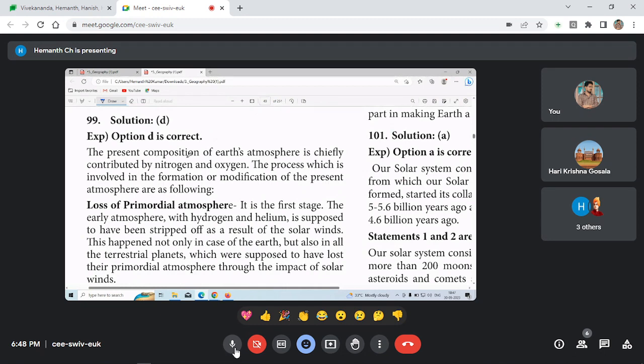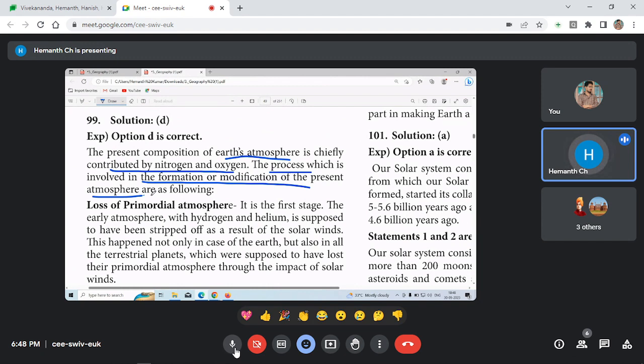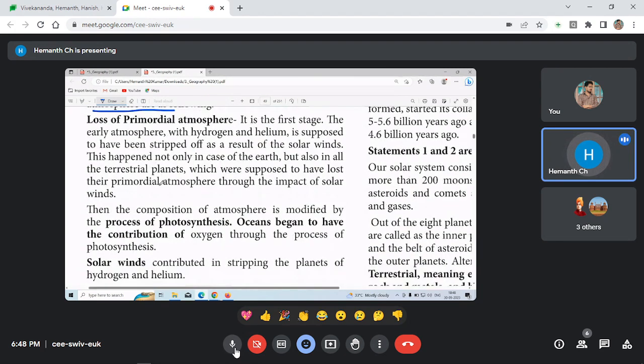The present composition of the Earth's atmosphere is chiefly composed of nitrogen and oxygen. The processes involved in the formation or modification of the present atmosphere are as follows. Loss of primordial atmosphere is the first stage. The Earth's atmosphere with hydrogen and helium is supposed to have been stripped off as a result of solar winds.